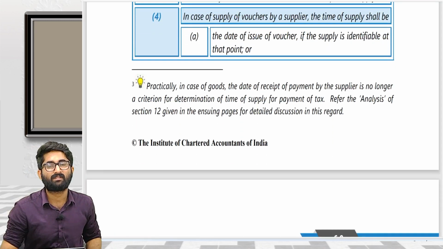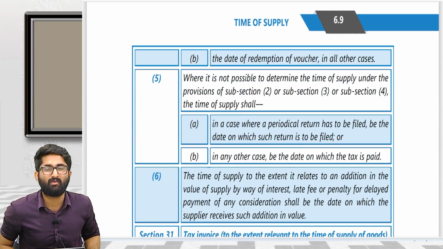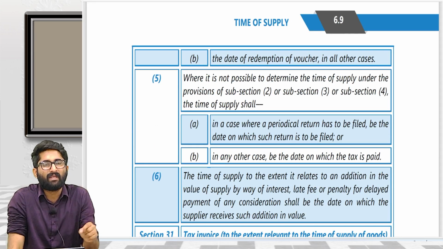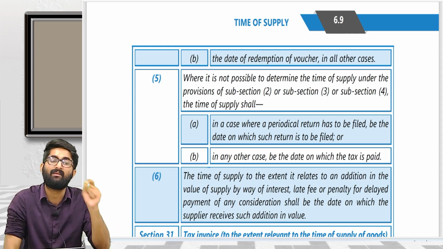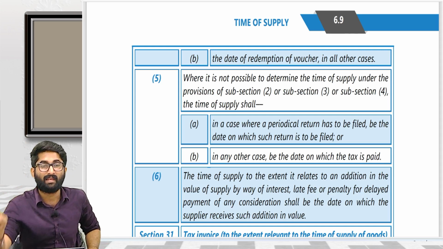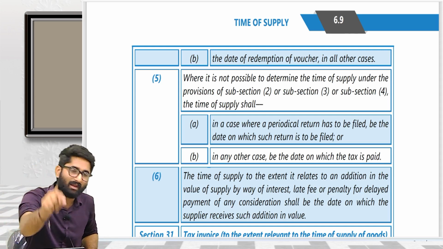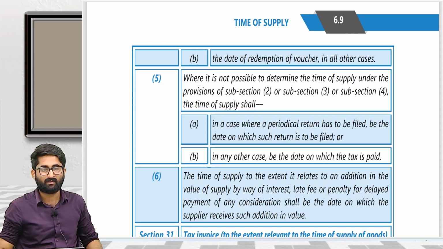Section number 12 subsection 5, sir, if there is any circumstance where it is not possible to find out the time of supply as per 12.2, 12.3, 12.4, then 12.5 says that if you are liable for filing the return, then the date of return. If you are not liable for filing the return, then date of payment of the tax. Section number 12 subsection 5.